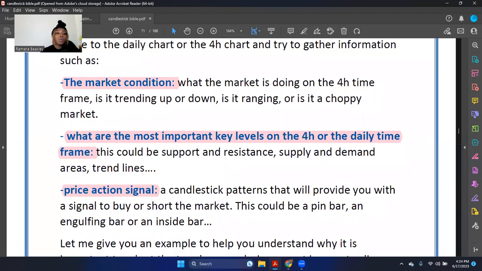All right, so what are the most important key levels on the 4-hour time frame or the daily time frame? This could be support and resistance, supply and demand areas, or a trend line.